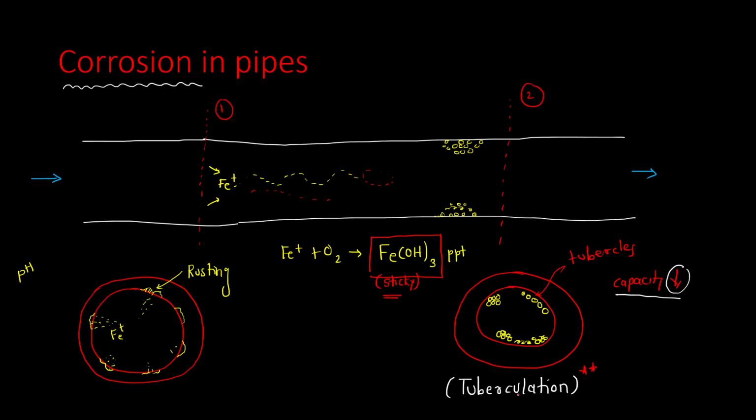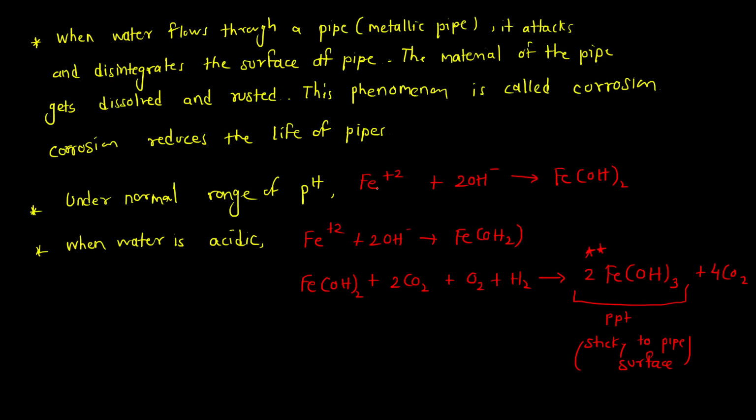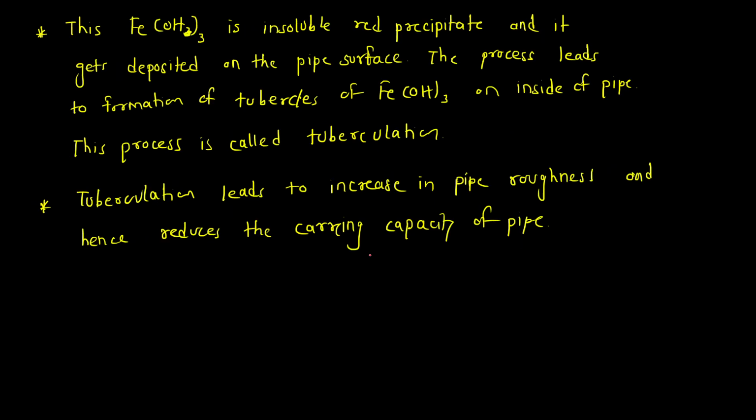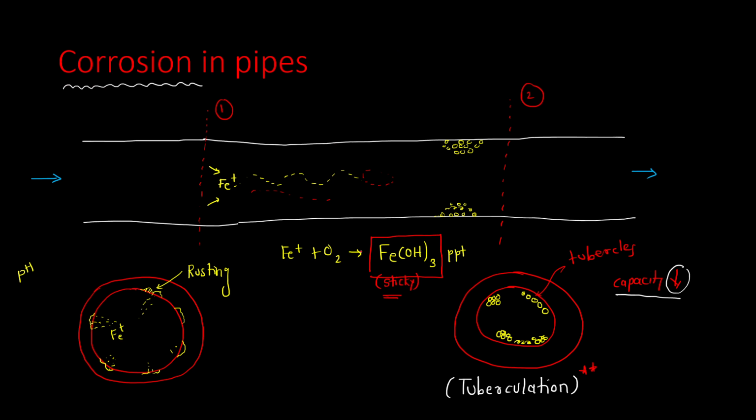Now what happens due to tuberculation? The capacity of the pipe decreases. So everything is given here. You can just read it once again. And this is all about corrosion in pipes.